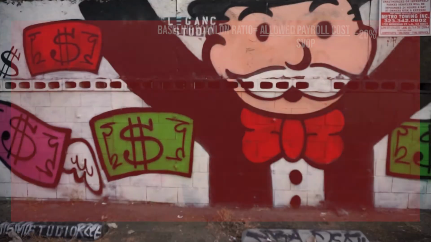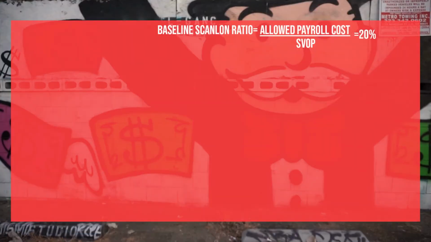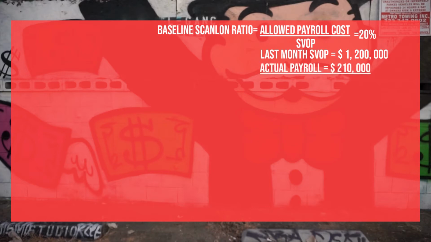I would like to use an example to explain. Based on the historical data, the baseline for company A for the labor cost compared to the total sales value of production is 20%. So now we know the baseline Scanlon ratio is 20%. And for last month, the value of production is $1.2 million and the payroll cost $210,000. What is the bonus pool then in this case?